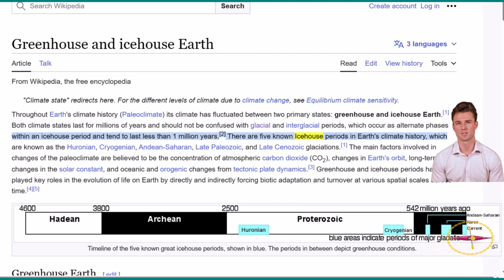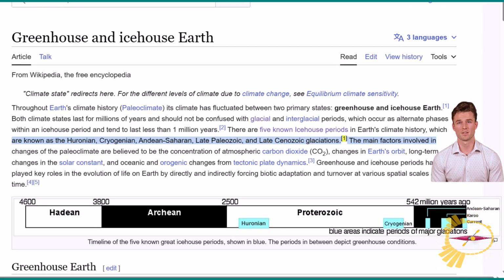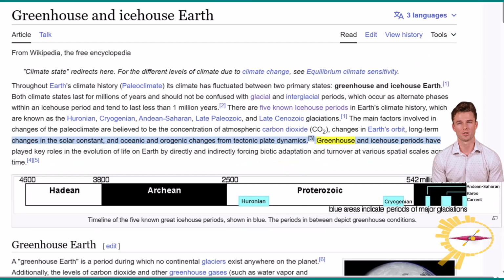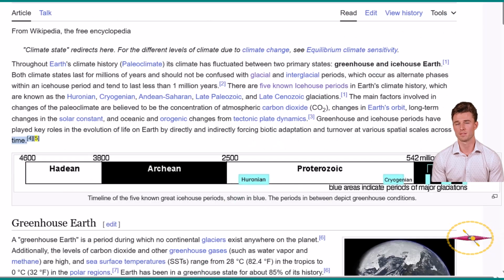There are 5 known icehouse periods in Earth's climate history, which are known as the Huronian, Cryogenian, Andean-Saharan, Late Paleozoic, and Late Cenozoic glaciations. The main factors involved in changes of the paleoclimate are believed to be the concentration of atmospheric carbon dioxide (CO2), changes in Earth's orbit, long-term changes in the solar constant, and oceanic and orogenic changes from tectonic plate dynamics. Greenhouse and icehouse periods have played key roles in the evolution of life on Earth by directly and indirectly forcing biotic adaptation and turnover at various spatial scales across time.